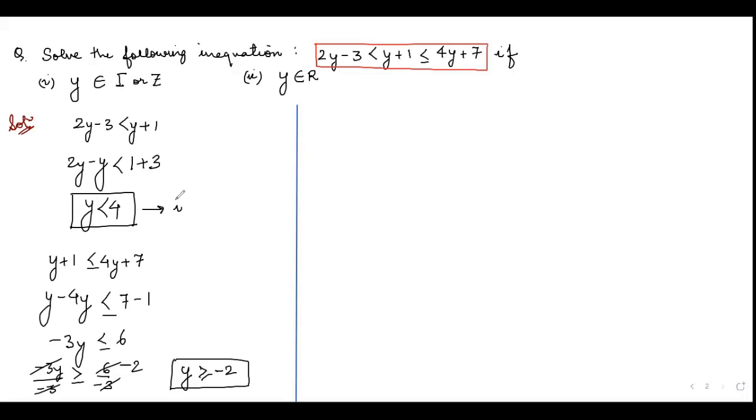So this is our inequation 1, this is our inequation 2. So on combining 1 and 2, we will write y first. दोनों में y है ना, तो y लिखूंगा. इधर एक less than sign दूंगा, इधर एक less than sign दूंगा. Both sides will give less than sign, less than sign.